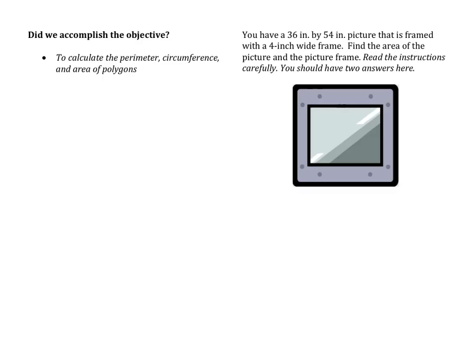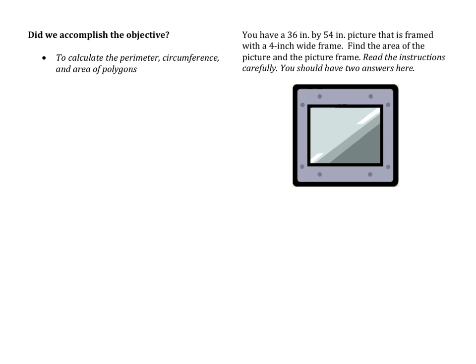Okay, here is your last problem for Chapter 1 in any of the videos. So our objective was to calculate perimeter, circumference, and area of polygons. And we also threw in the converting of units at the end. So here's the problem that you are going to have to do. It says you have a 36-inch by 54-inch picture that is framed with a 4-inch wide frame. Find the area of the picture and the picture frame. Okay, so you need to have 2 answers. You need to have the area of the picture, and you need to have the area of the picture frame.